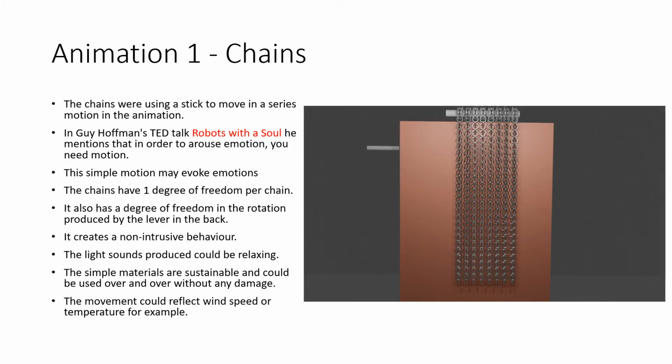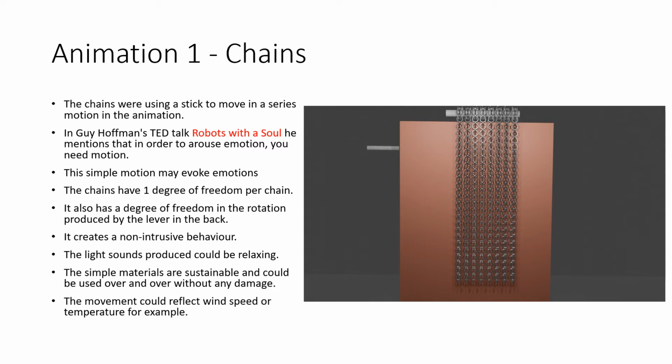The chains were using a stick to move in a series motion in the animation. In Guy Hoffman's TED Talk, Robots with a Soul, he mentions that in order to arouse emotion you need motion. So this can be seen in this animation where it moves in a simple but interesting wave-like pattern, which may evoke such emotions which he speaks of.